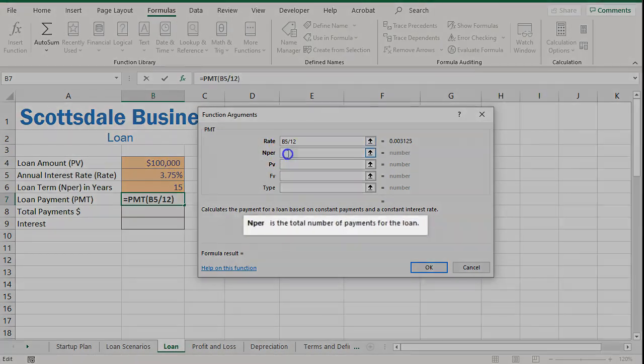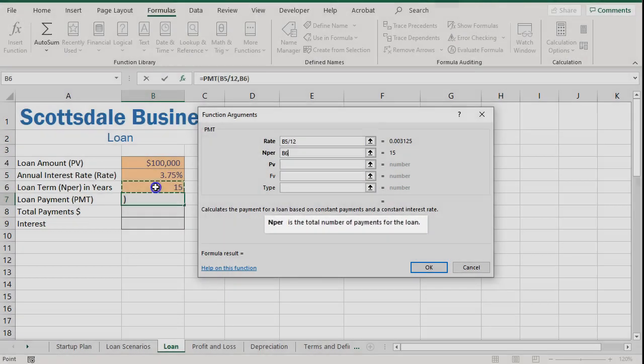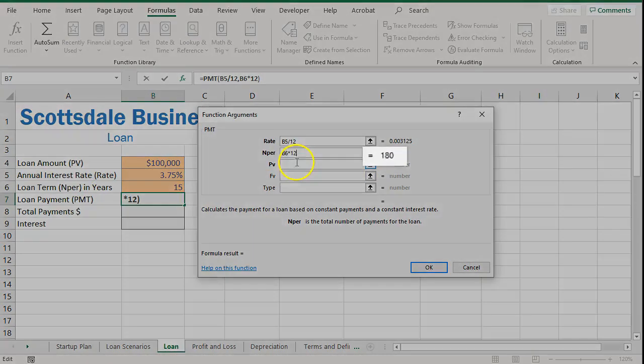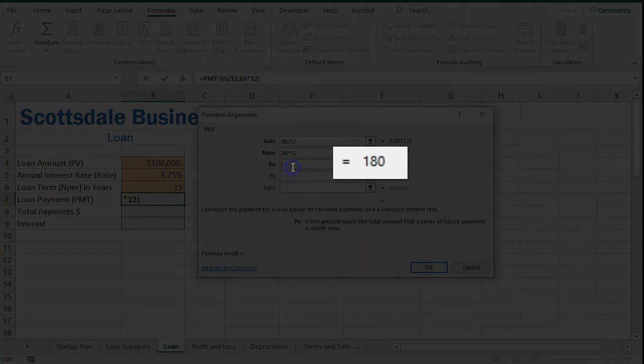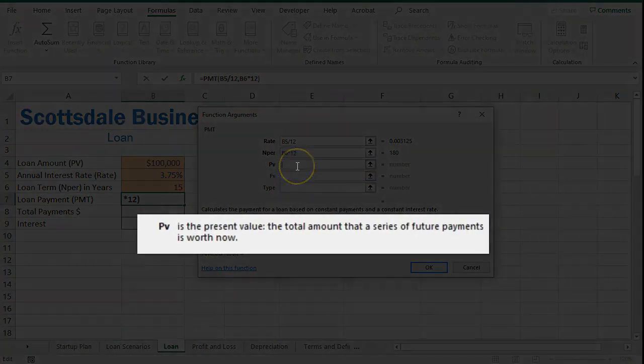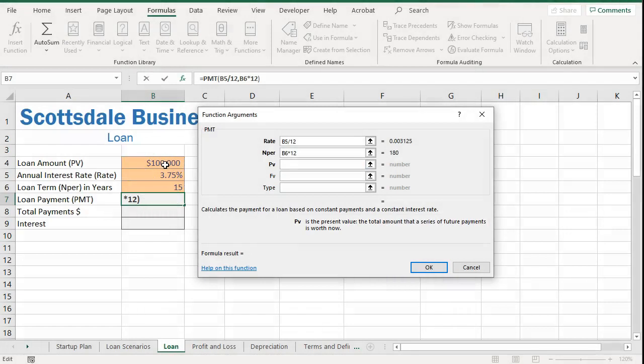The NPER is the total number of payments for the loan. Click into cell B6 and multiply by 12. The 12 represents 12 months in a year. Notice on the right you see 180. The 180 represents 180 payments. The PV is the present value, or the total of all loan payments now. Reference cell B4 by clicking in cell B4.